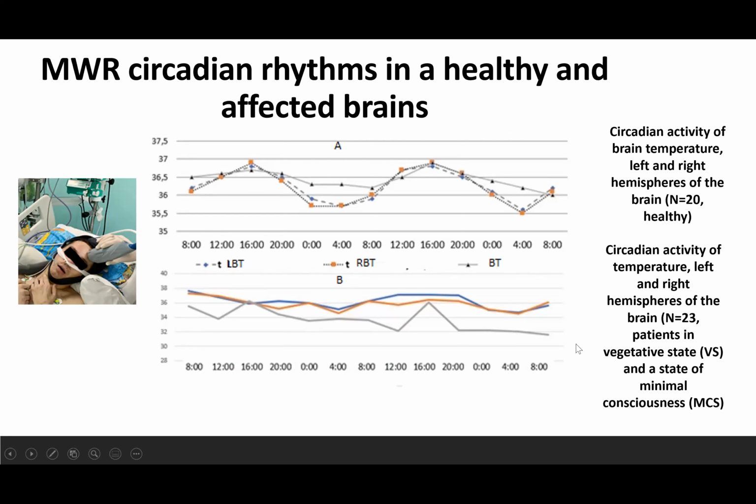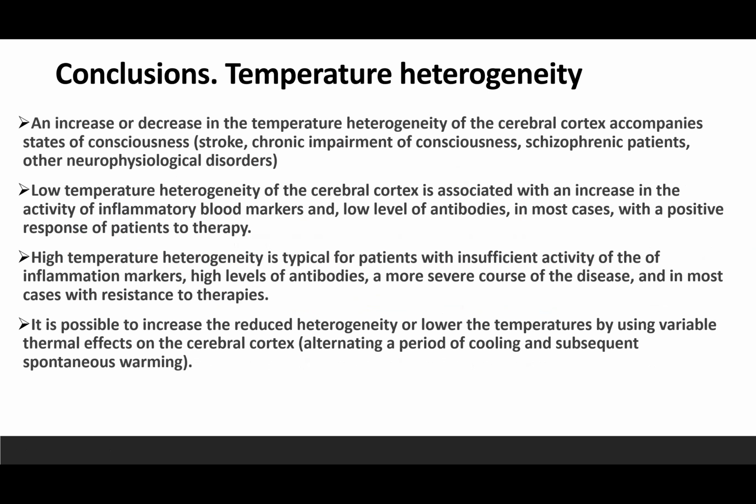You see here the patients in vegetative state, and this is normal circadian rhythms, and this is almost missing circadian rhythms of the brain activity of the patients in this state. So what does it mean? It means measuring temperature could be an indicator of brain functioning as well as consciousness, of course. So conclusions: an increase or decrease in the temperature heterogeneity of the cerebral cortex could be an indicator of the state of consciousness in stroke and chronic conditions.